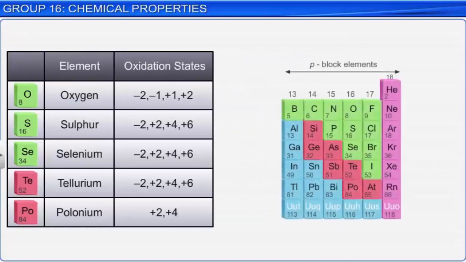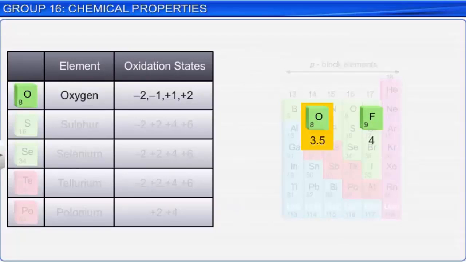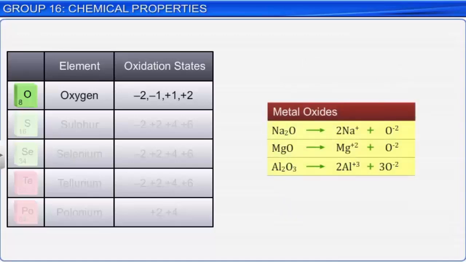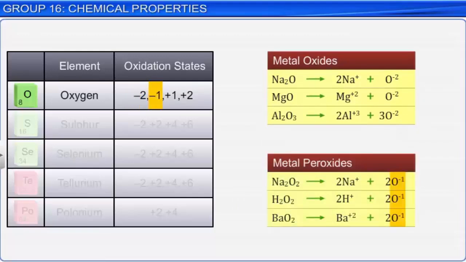The electronegativity of oxygen is very high, second only to fluorine. Therefore, it exhibits a negative oxidation state of -2 in all its metal oxides. Thus, most metal oxides are ionic and contain oxide ions. In addition to the -2 oxidation state, oxygen shows a -1 oxidation state in peroxides.